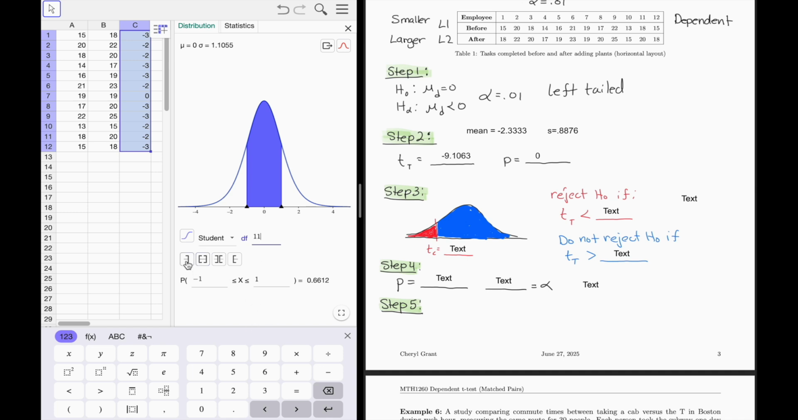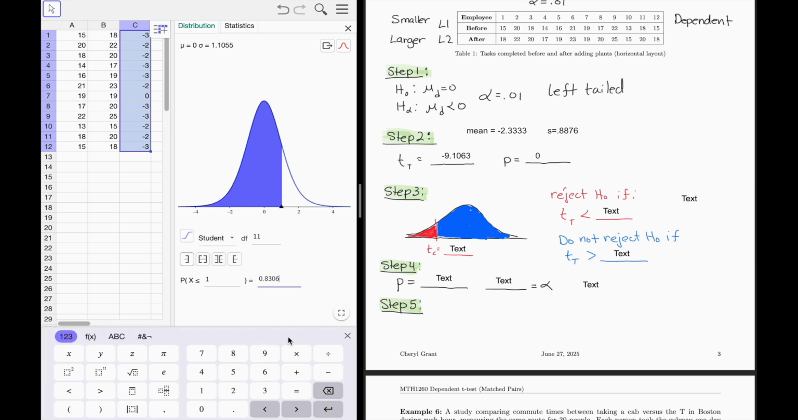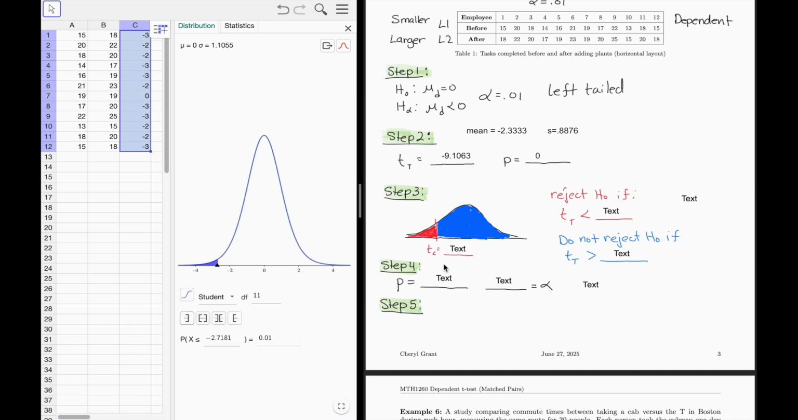This is a left-tailed test. I'm going to choose the left bracket. And then I want to put in that we have an alpha level of 0.01. So my critical value, my boundary for the rejection region, is negative 2.7181. So if the test statistic falls in this red area, anything less than negative 2.7181, we're going to reject.